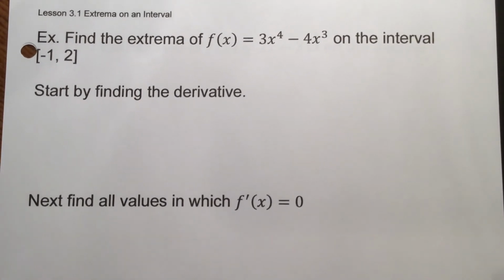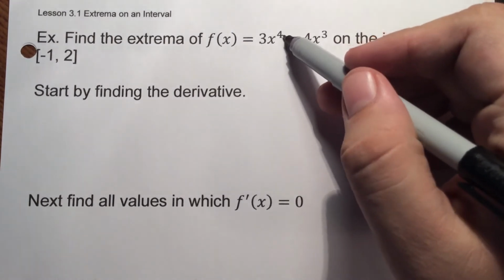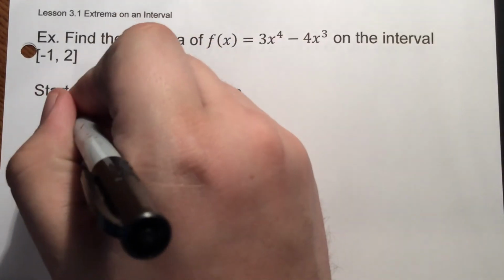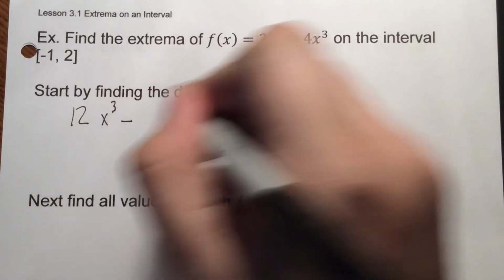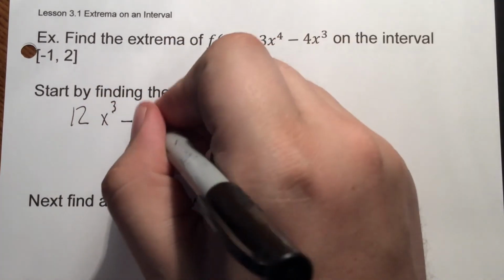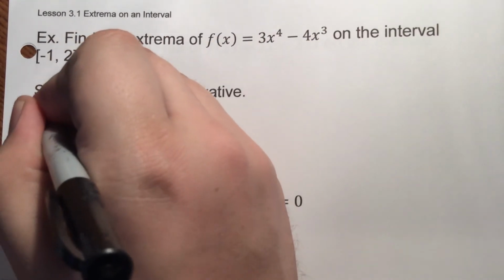So, start by finding the derivative. So the derivative here: x to the 4th, we bring the 4 down. 4 times 3 would make this 12x to the 3rd, minus, bringing the 3 down, another 12x squared. That is going to be f prime of x.